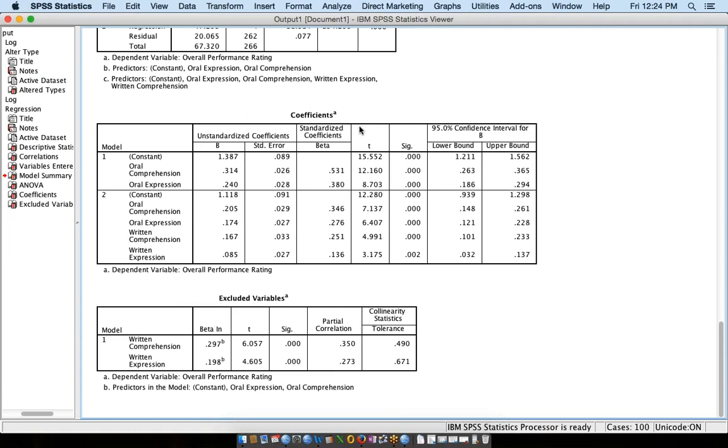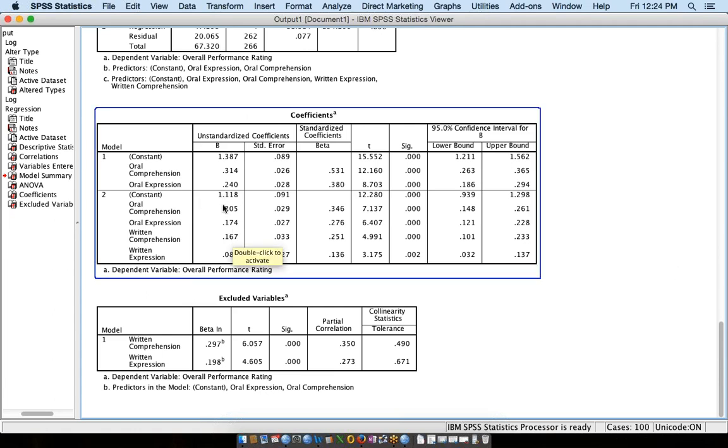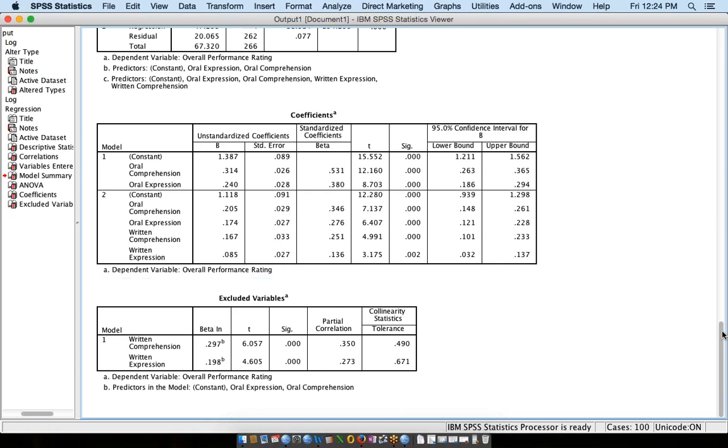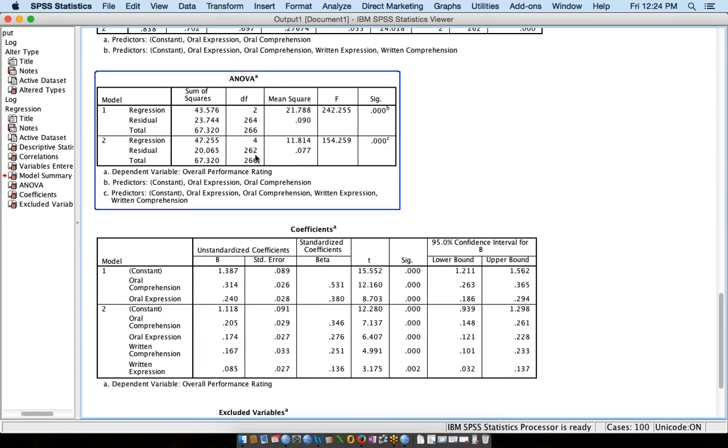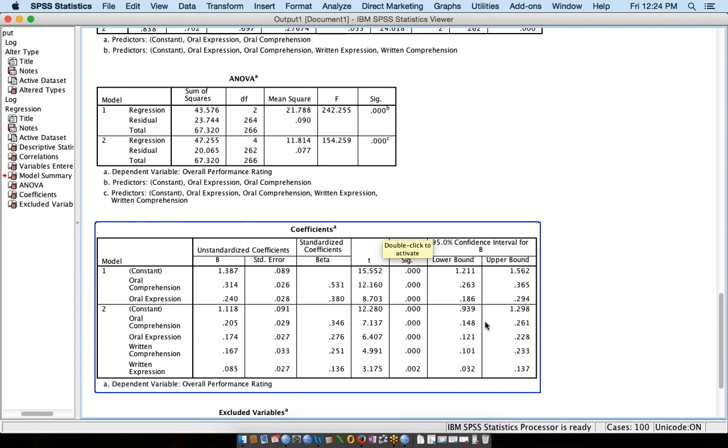Okay. So then we're going to report, you can report either the unstandardized or the standardized beta weight. The t, the degrees of freedom is going to come from this residual in the second model, 262. Your p and your confidence intervals.